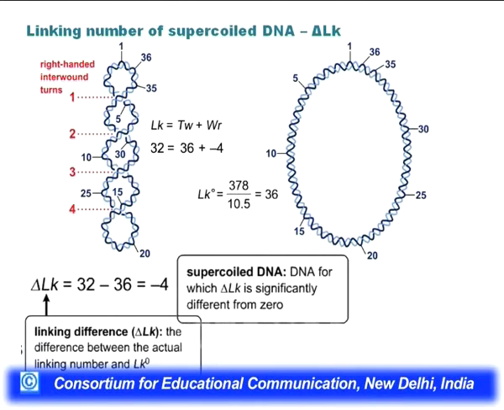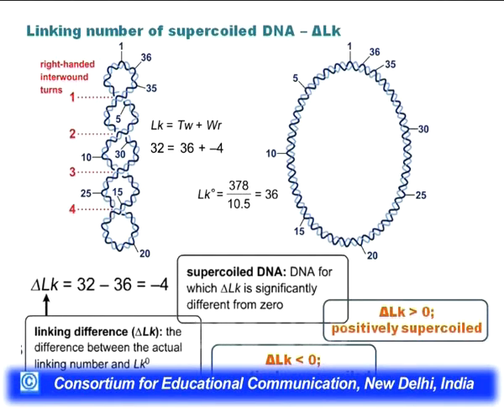So, there is no supercoiling which has occurred. But if you see the actual linking number is different from the calculated linking number, then that difference gives us the idea of the supercoiling of the DNA. It has to be different from 0. If it is less than 0, then it is said to be negatively supercoiled. If it is more than 0, then it is said to be positively supercoiled.